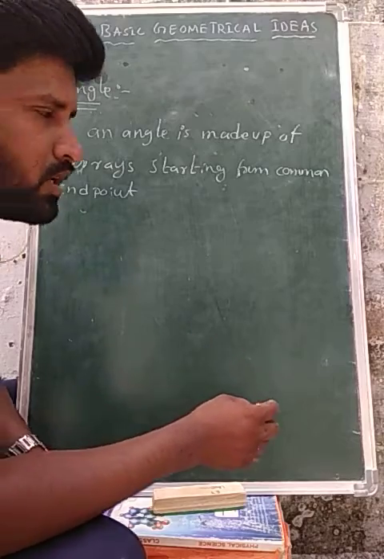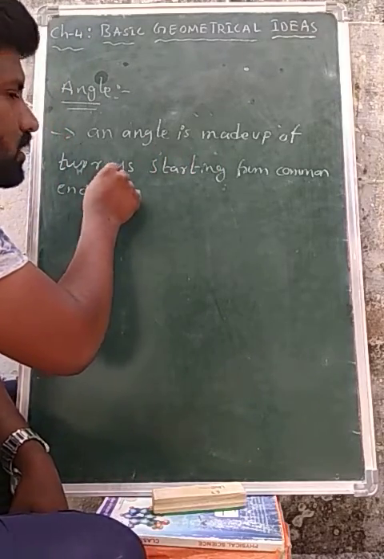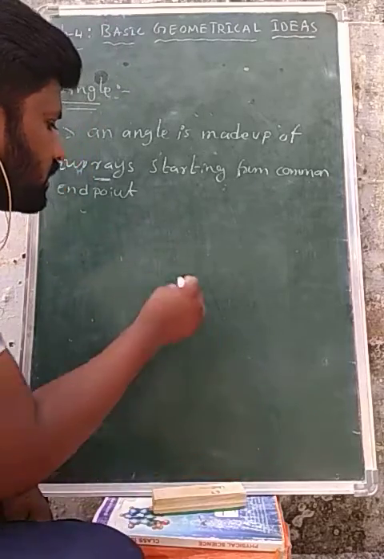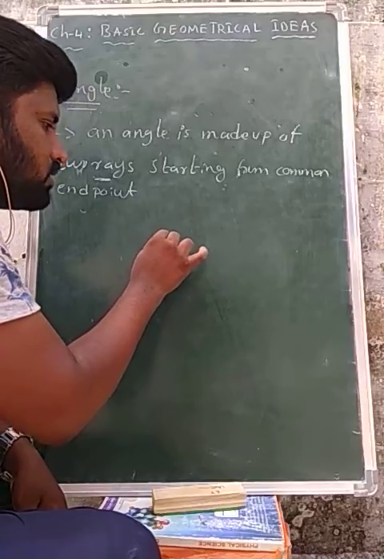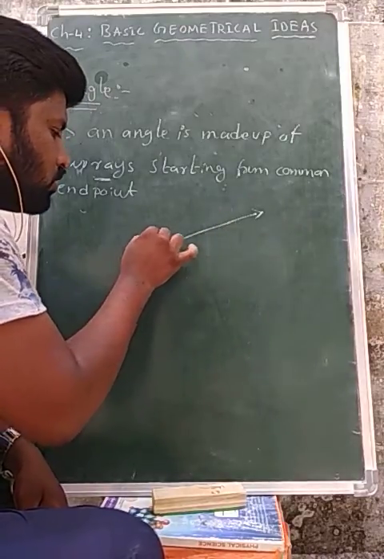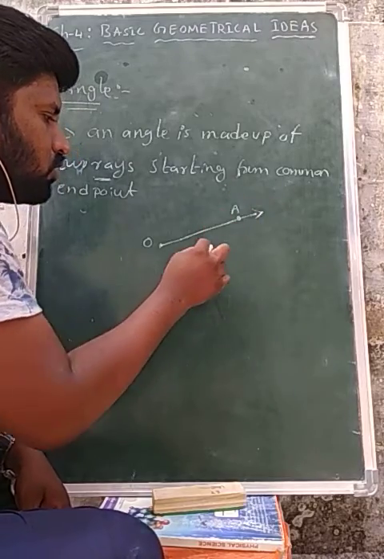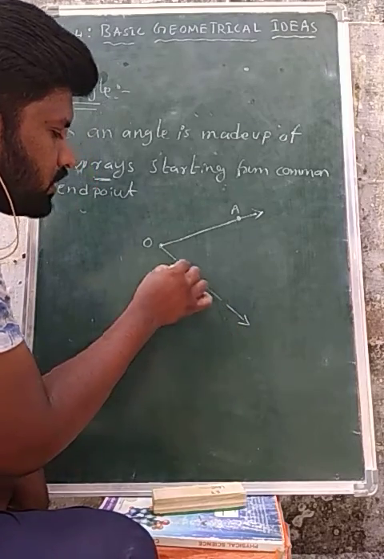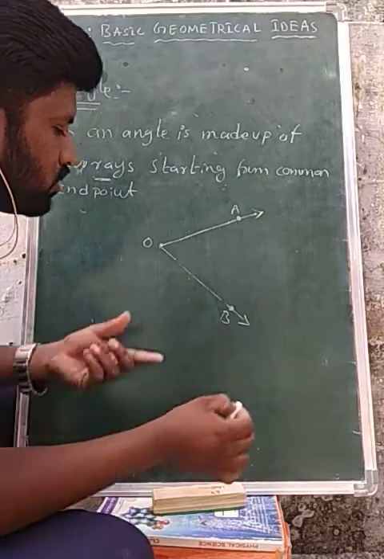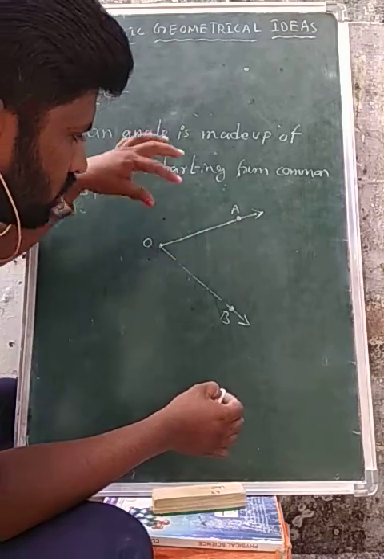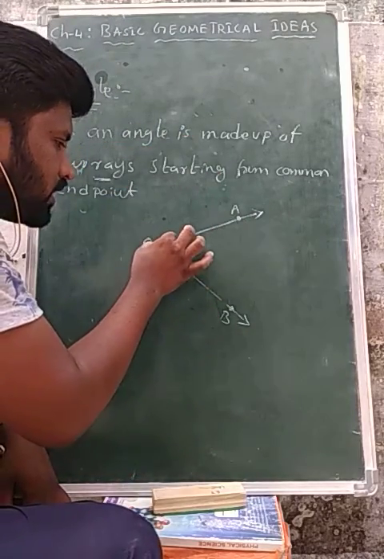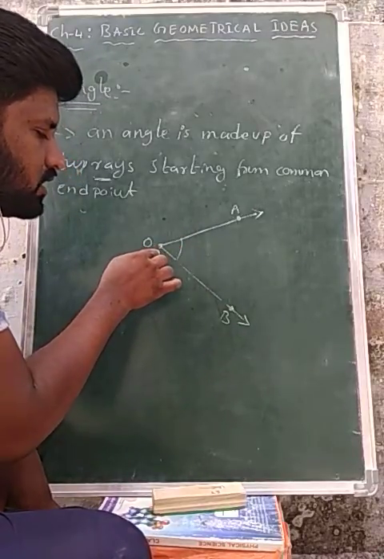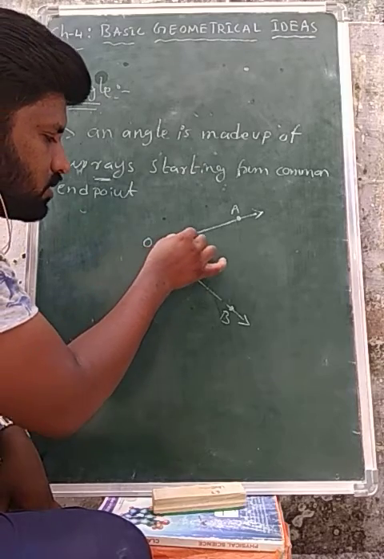Now we know, ray means what? A line segment which extends only in one direction endlessly. Now see here, OA is a ray, as well as OB. OA and OB, these two are what? Rays. These two rays, ray OA and ray OB, have a common end point, that is O. So there forms an angle.